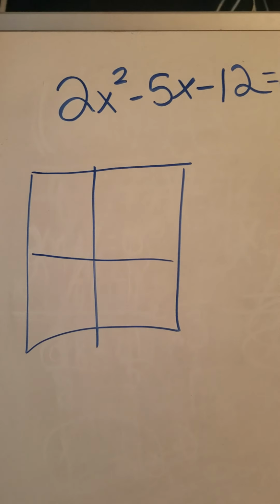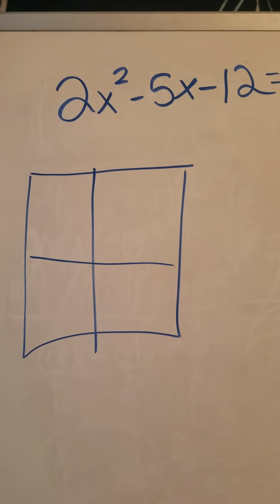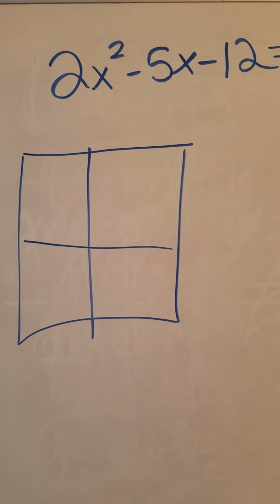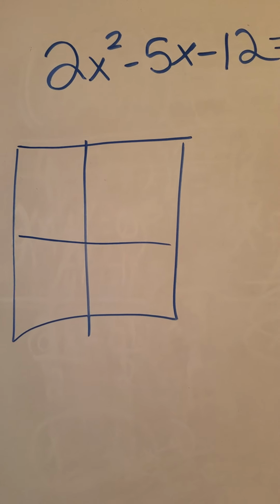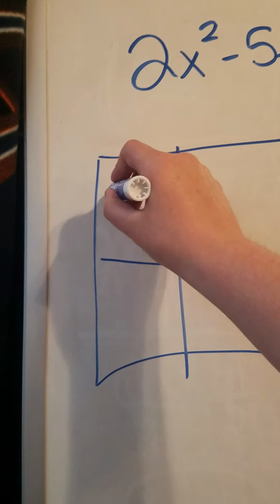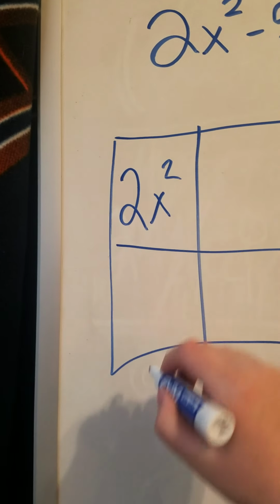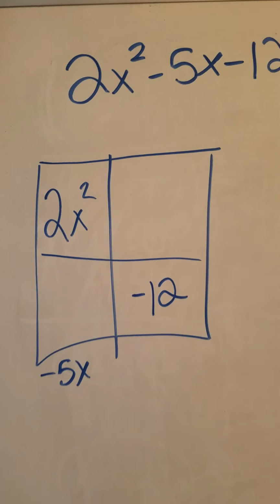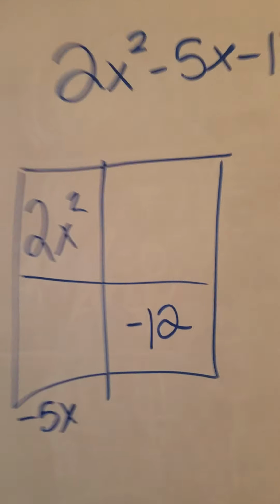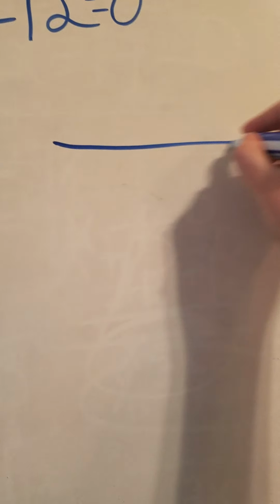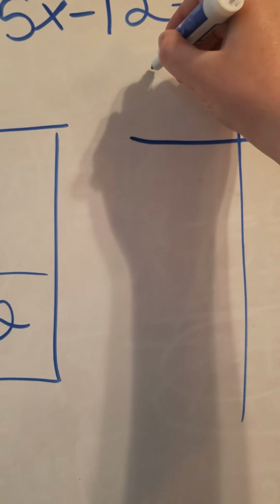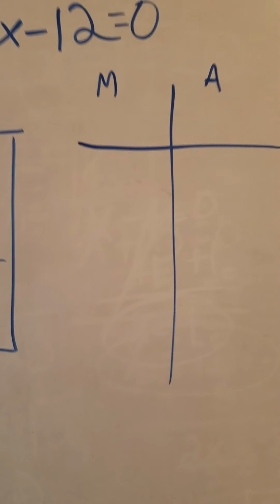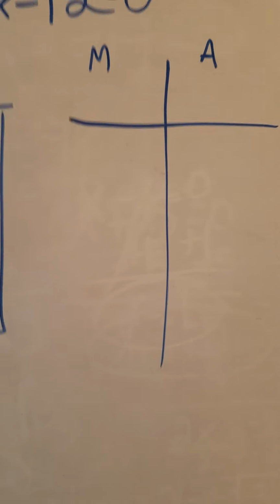If you want, go ahead and pause the video. Go ahead and place everything where you think it goes in the box, and then play the video again to see if you got it correct. 2x squared minus 5x minus 12. That's where everything goes. Now I'm going to make my t-chart. Again, if you want, pause the video to see if you can do this on your own and then see if you get it correct.